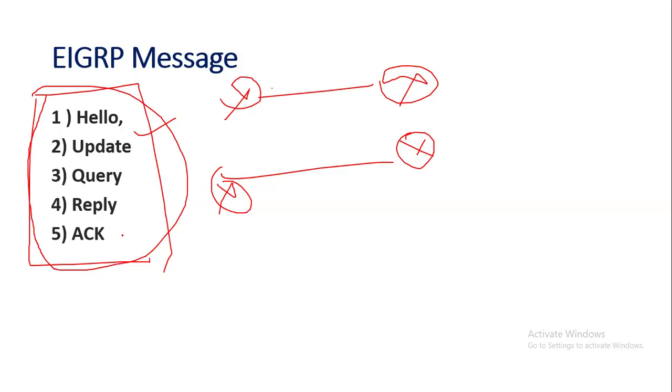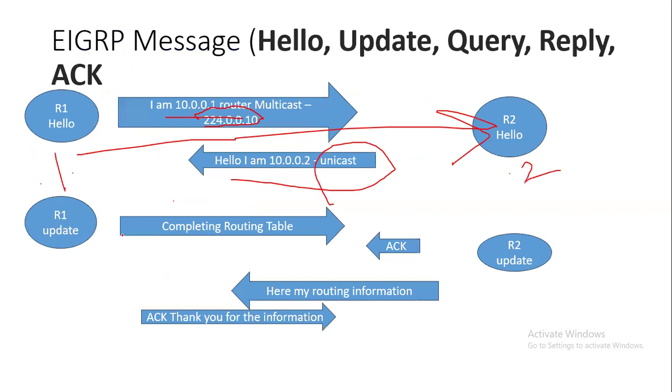Hello means they send the hello message to the neighbor router. They exchange their routing information through updates, and if they have any query they send it to the particular router as well, along with reply and acknowledgement. Those are the EIGRP messages you will see in each and every topology.